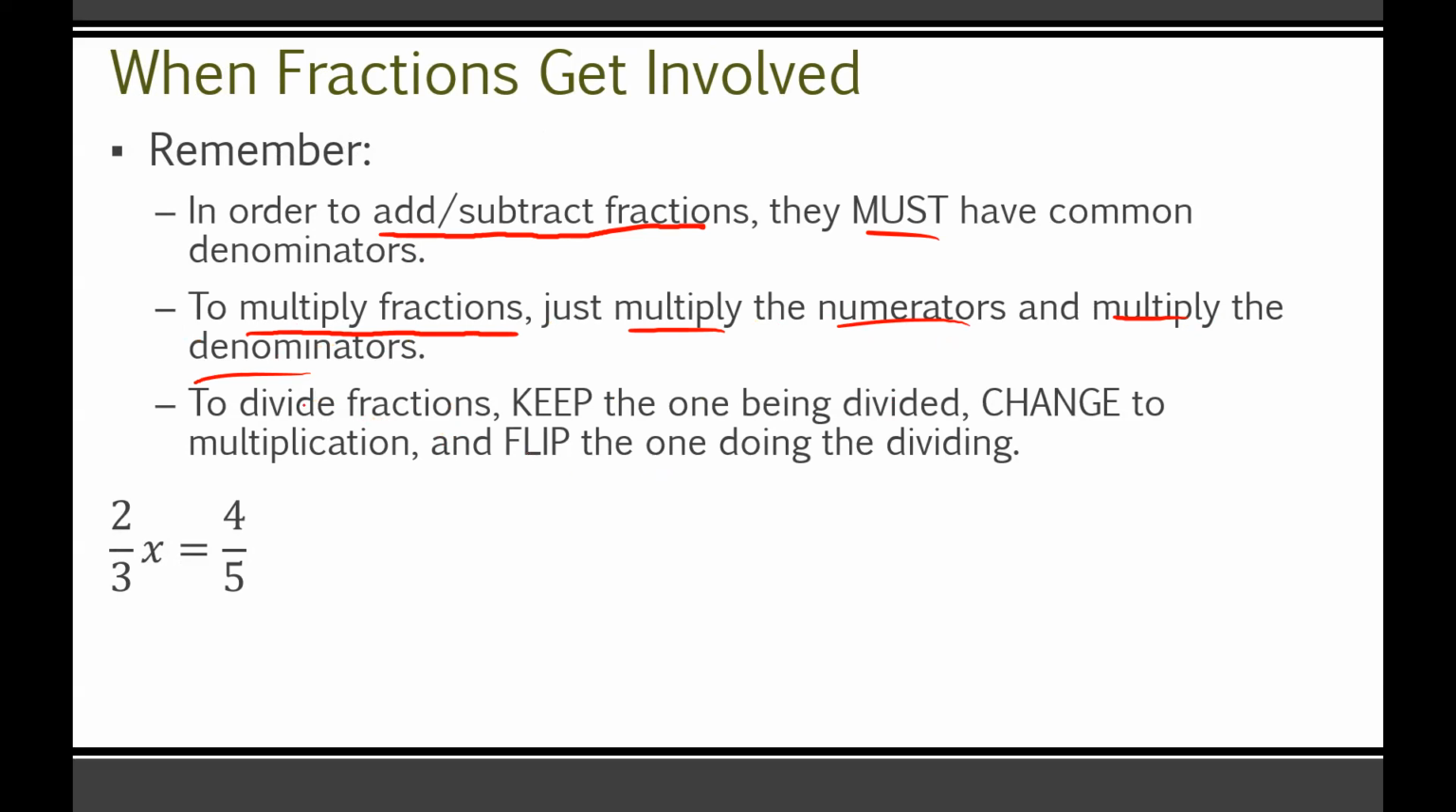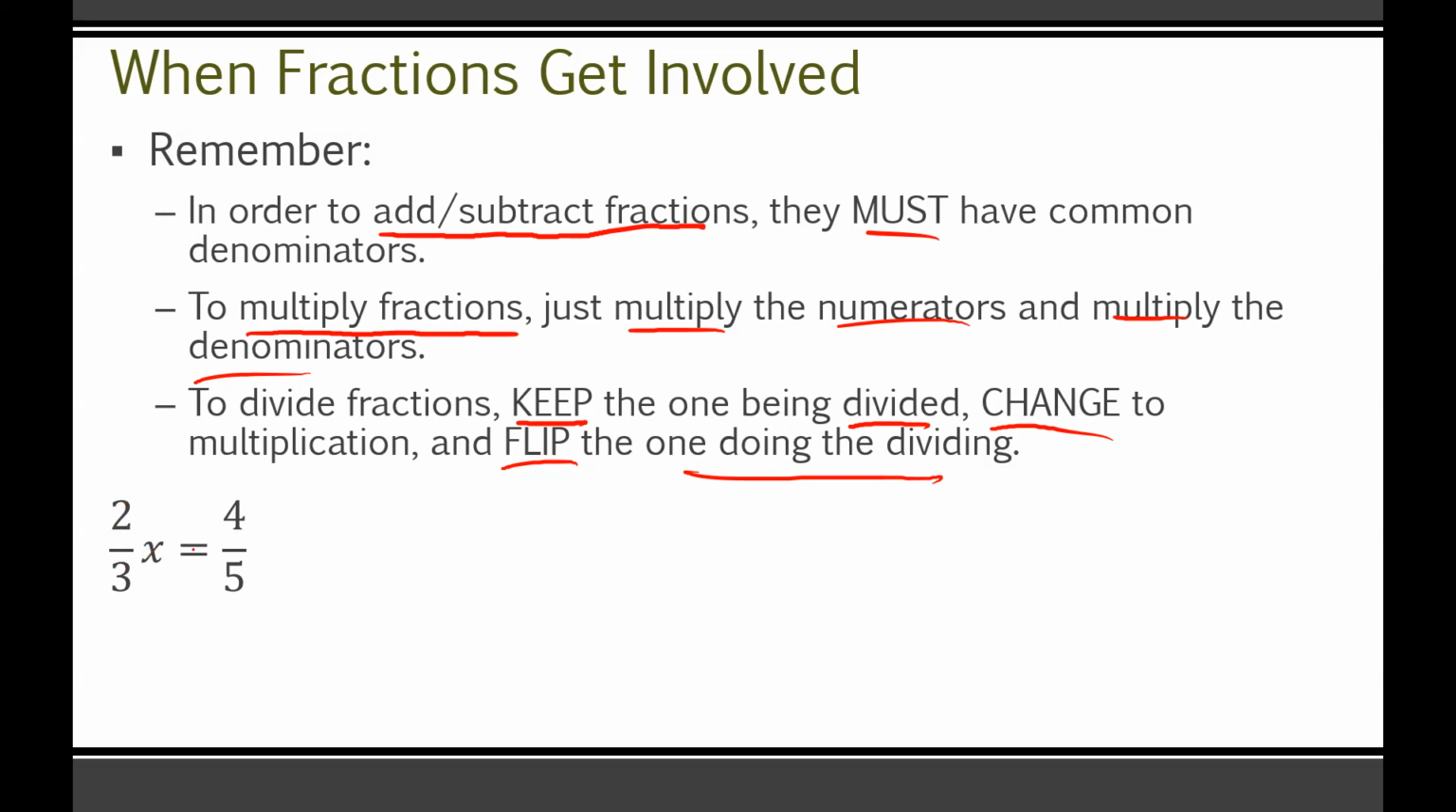If you find that you have to divide fractions, however, keep the one being divided. So the one that's sitting on its own all by itself, that one stays the same. Change your problem to a multiplication, and then flip the one that's actually doing the dividing. So if you're dividing away something, that something is the one that actually has to flip. So let's look at this for an example.